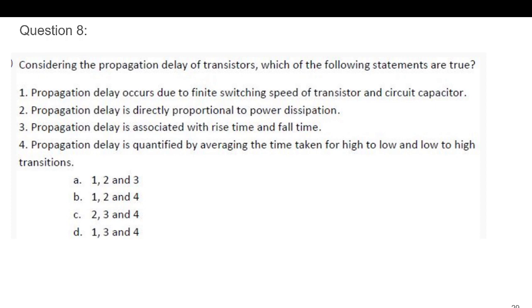The propagation delay, we have seen, will be due to the speed of the transistor and the capacitors. It's not related to power, and the rise and fall time. It is the average of high to low tPHL plus tPLH. So the options are 1, 3 and 4.